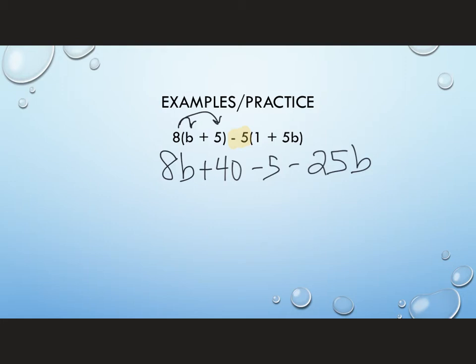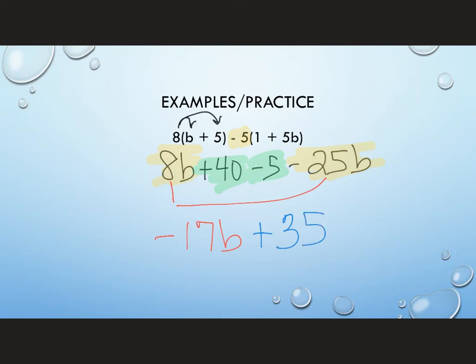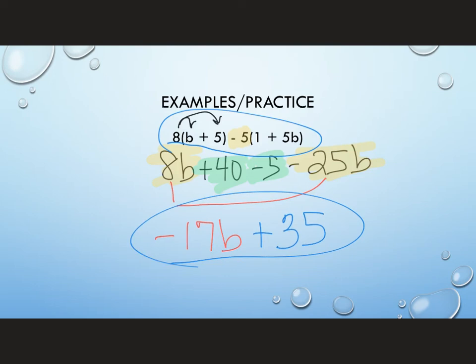Then I'm going to look at these, and I see that I've got an 8b and a negative 25b that I can combine. I also have a plus 40 and a minus 5 I can combine. So I'm going to combine those. So 8b and negative 25b becomes negative 17b plus 35. So I took this whole long thing and brought it down to this by using my distributive property and combining like terms. Let's look at one more practice problem.